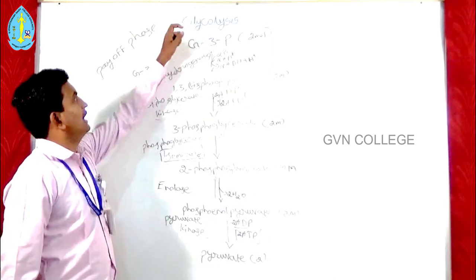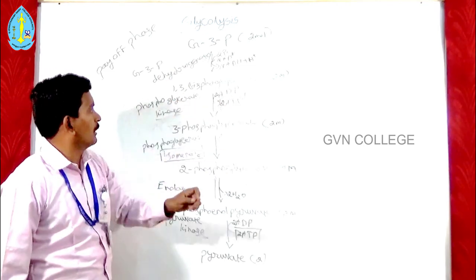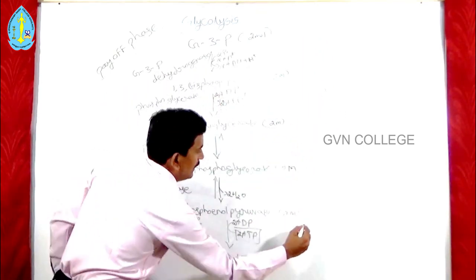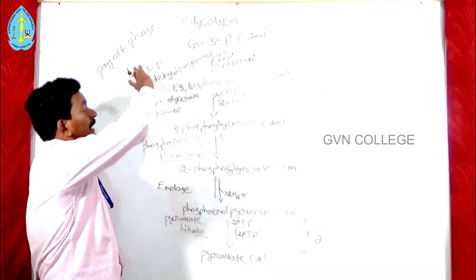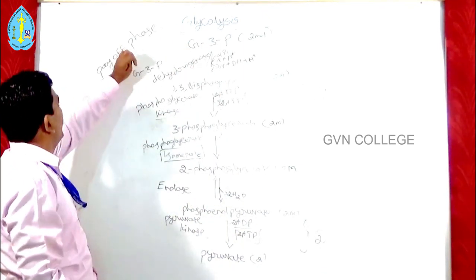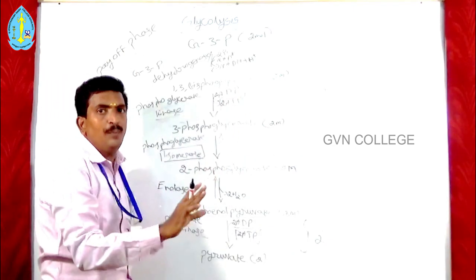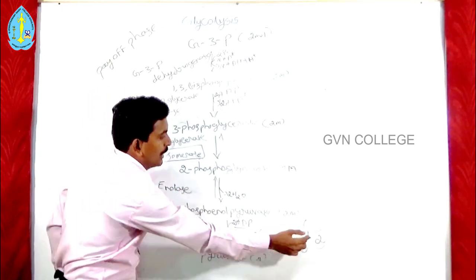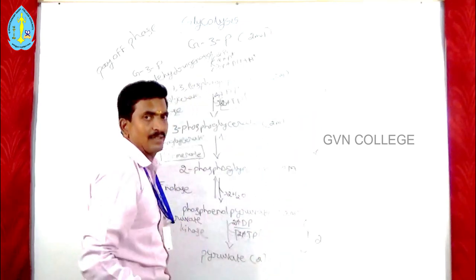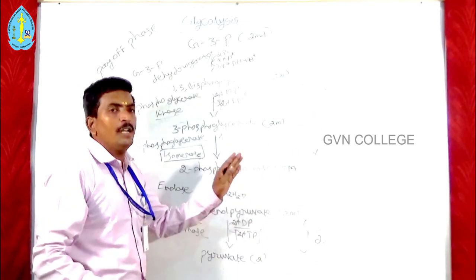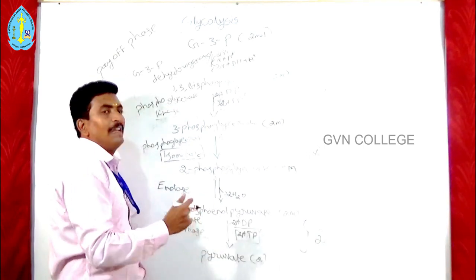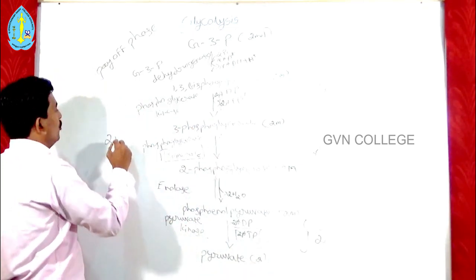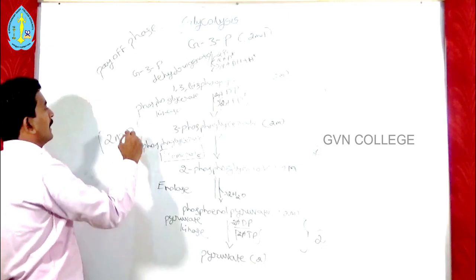The first ATP synthesizing reaction is 1,3-bisphosphoglycerate becoming 3-phosphoglycerate. In this step, the first ATP molecule is synthesized. The second ATP molecule is synthesized here. It is the overall glycolysis. In the overall glycolysis, in the payoff phase, 4 ATP molecules are synthesized: 2 in this step and 2 at the time of pyruvate formation. Generally 4 ATP molecules are synthesized, but in the preparatory phase, 2 ATP molecules are utilized. So the final net gain of ATP during the glycolysis process is 2 molecules.